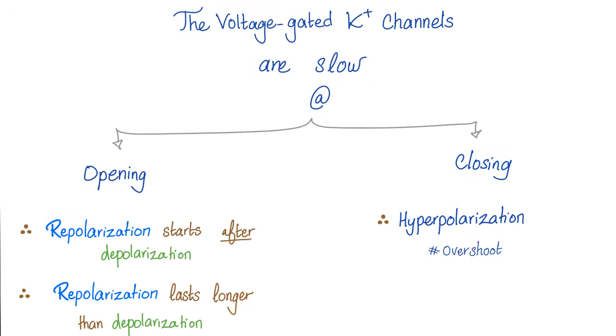This voltage-gated potassium channel with one door is slow. Slow at opening, slow at closing. Slow at opening, that's why repolarization starts after depolarization. If you remember, depolarization happens first and then repolarization later. Why is this? Because it is slow at opening. There is something else that's more subtle.